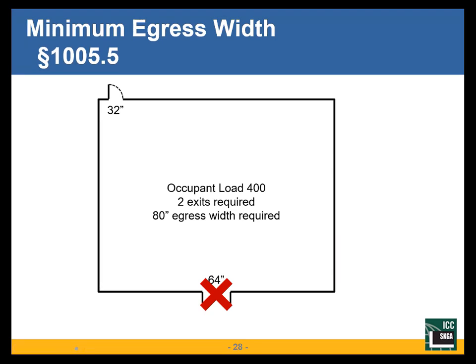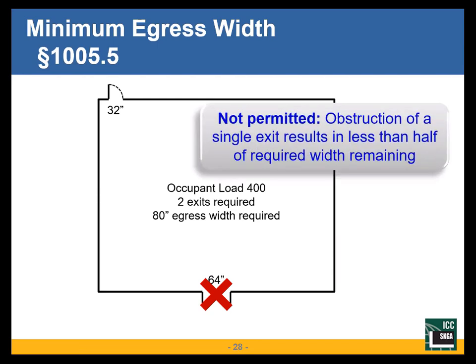Options from the designer: a wider door, an additional door. Design option. The code does not tell you how to fix it. It just tells you this design doesn't work. There's many options, but it's not permitted when that remaining exit width is less than half.